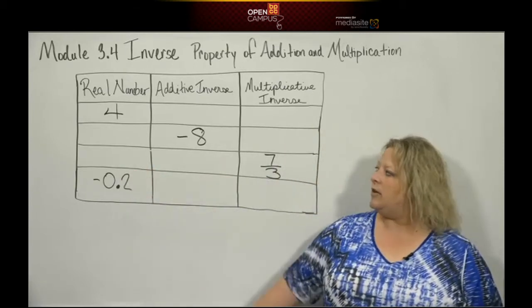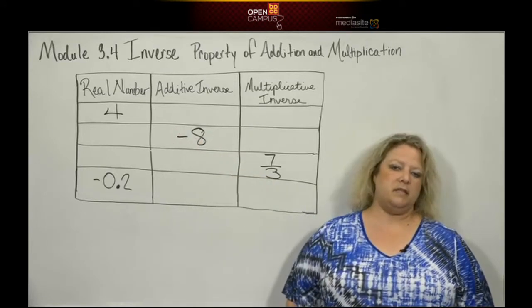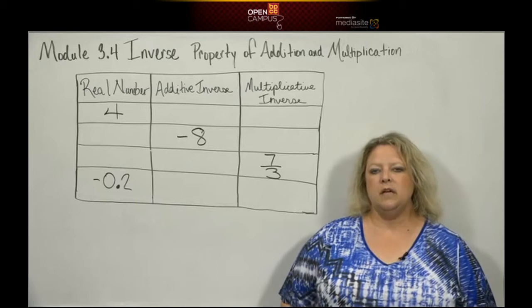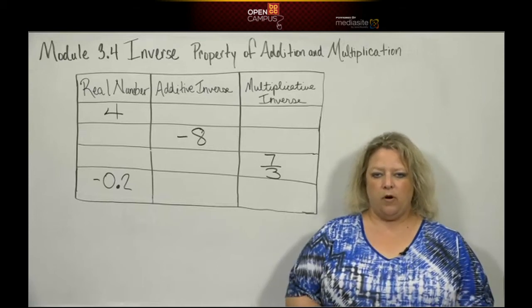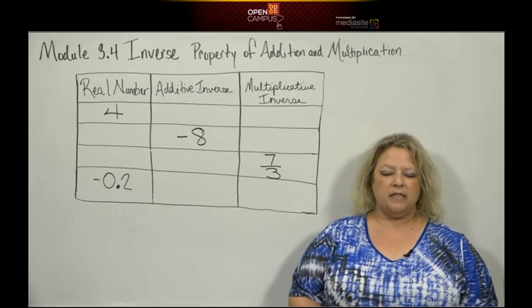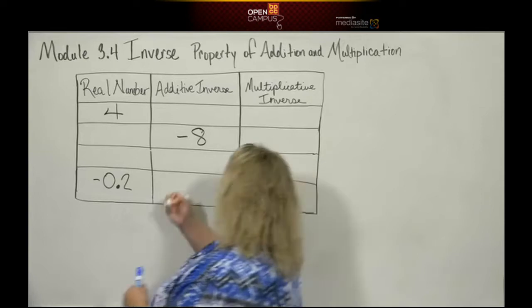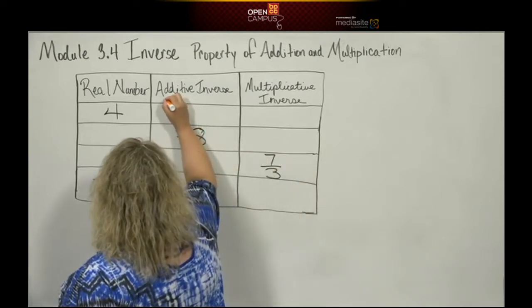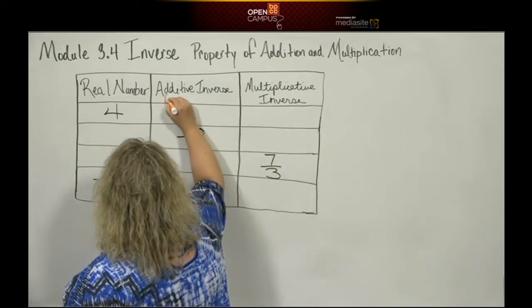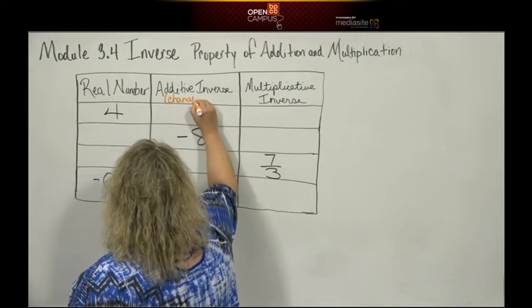So let's get started. Let's start with the 4 up in the top left corner because it's the easiest one to deal with. So if I give you the real number 4, and I want his additive inverse. Additive inverse means the opposite sign. So I want to write here, and you can write this if you want to take these notes: change the sign.